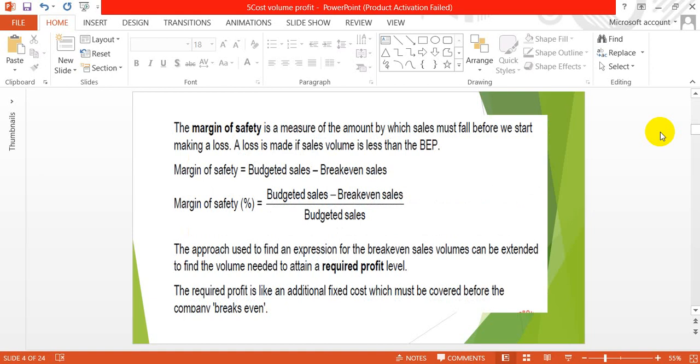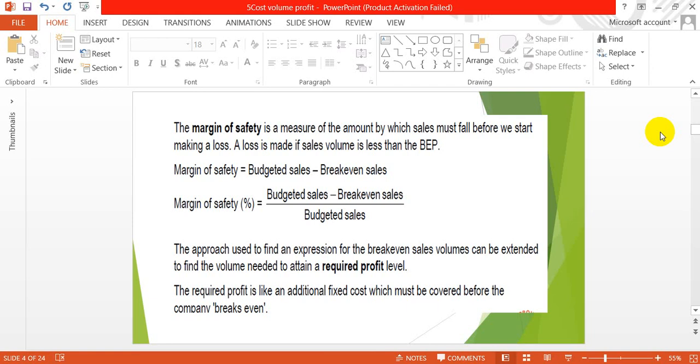Then we have another formula, the margin of safety, which is a measure of the amount by which sales must fall before we start making a loss. As you should know by now, a loss is made if sales volume is less than break-even point.